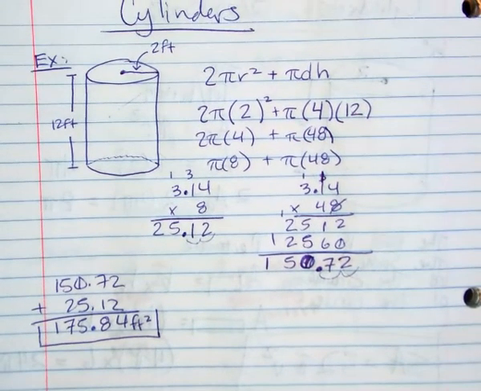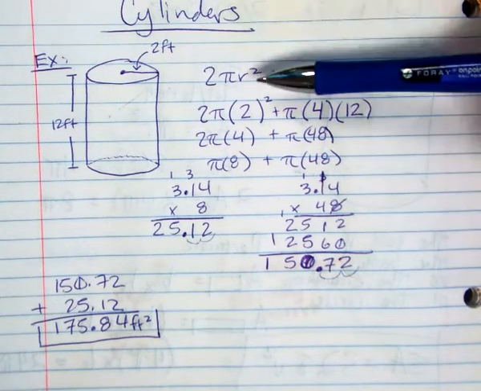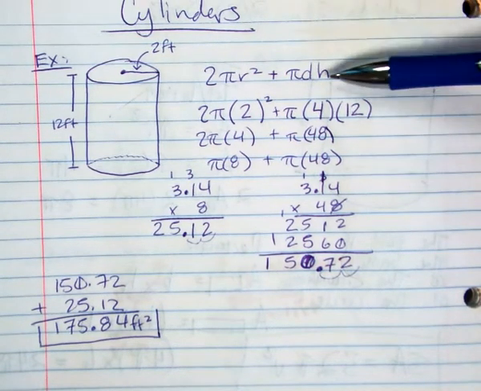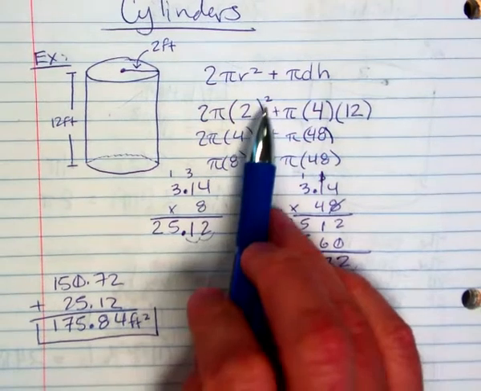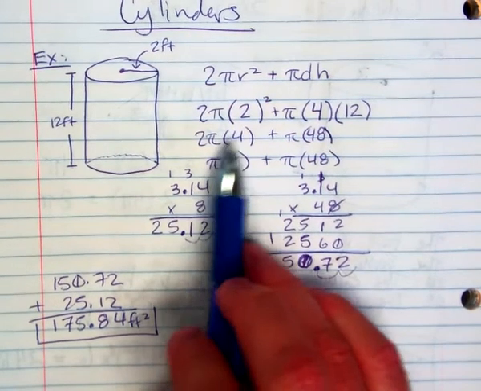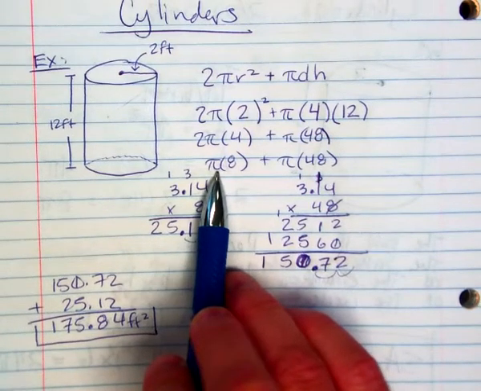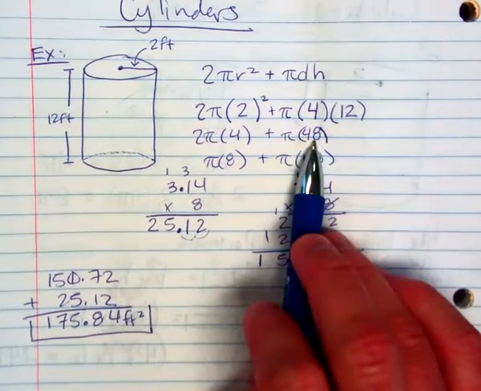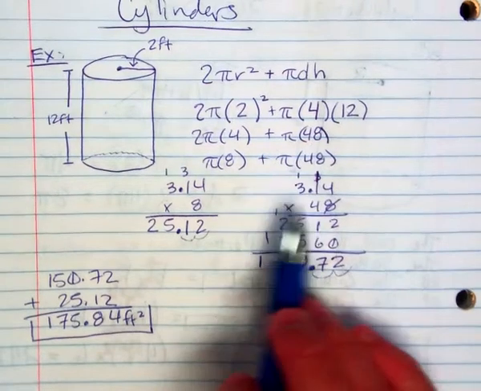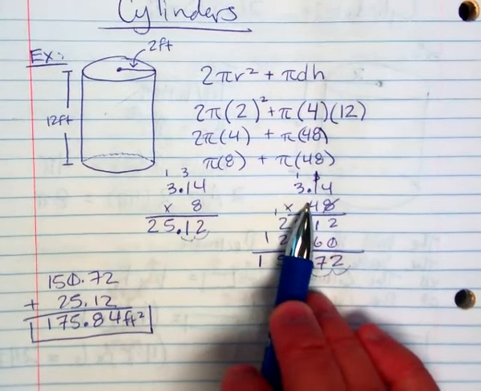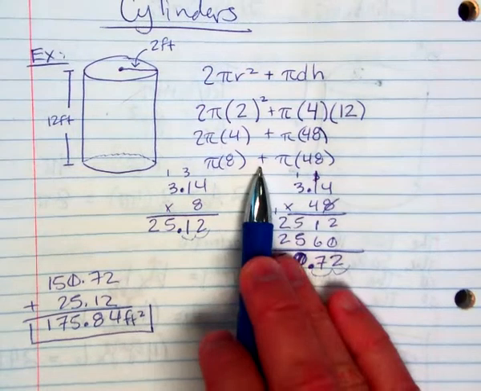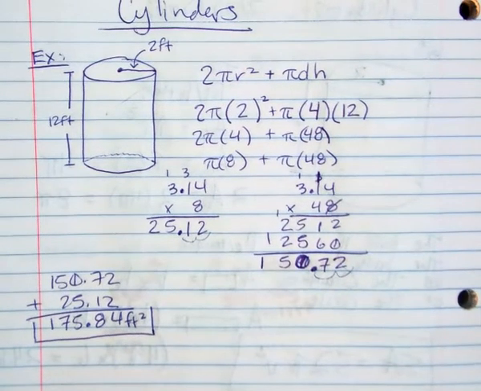It's a long process because of this formula, but again, let's go through it real quick. Plug in the radius, the diameter, the height. I did 2 squared to get the 4. 2 times 4 to get the 8. I left pi alone until the end. This part I did 4 times 12 to get 48. Then I multiplied them by pi, 3.14. Then I added them up at the end, and that is my final answer.